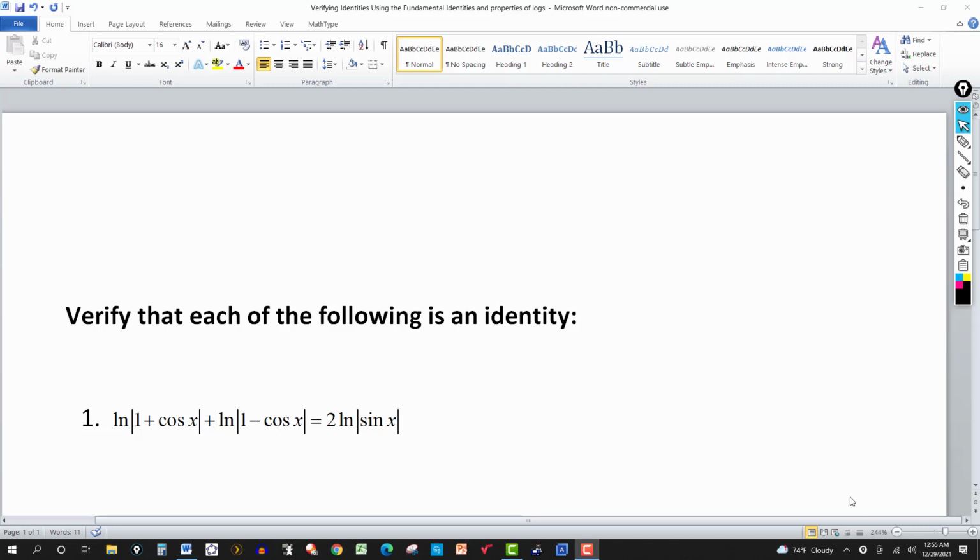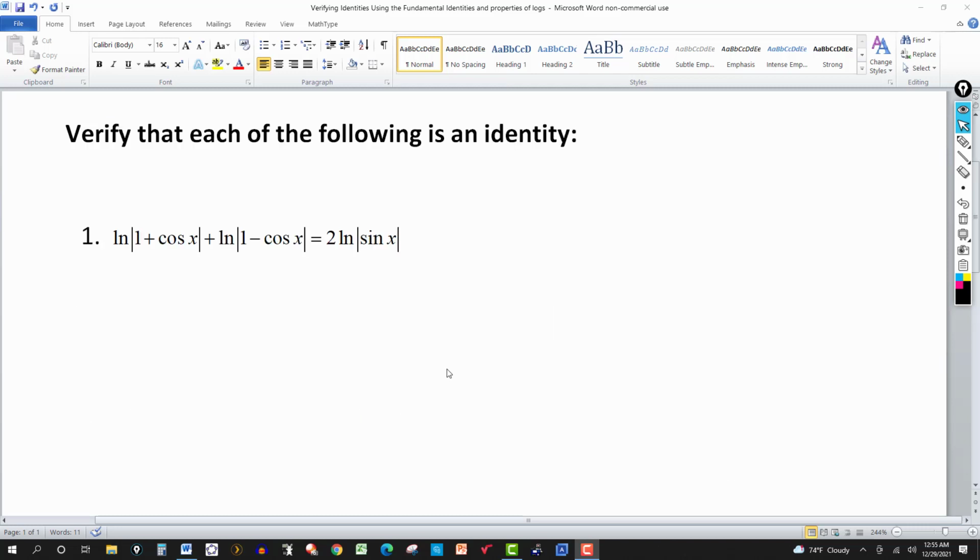This will be a follow-up video on an earlier video that I did where we verified trigonometric identities using the fundamental identities. Here, the only thing we're going to do extra is we're going to use properties of logarithms. So let's look at the first one.